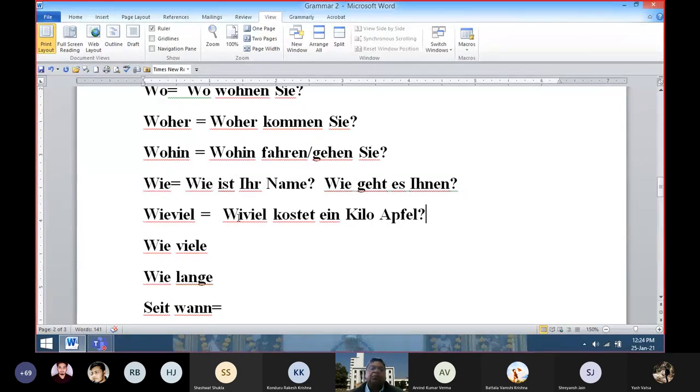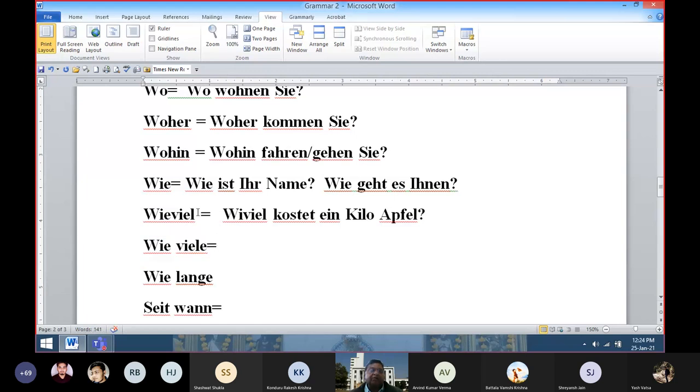So wie viel means how much. This is used for an uncountable noun. Another one you can see is wie viele. Now what is the difference? Please remember, wie viel is written as one word and wie viele is written separately. This is important. Wie viel means how much and wie viele means how many.